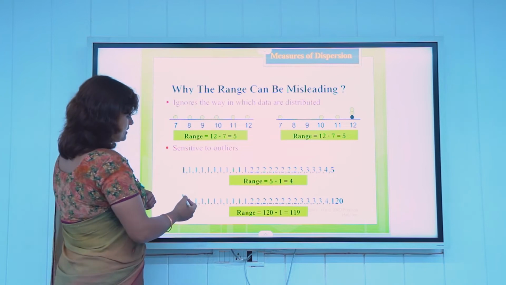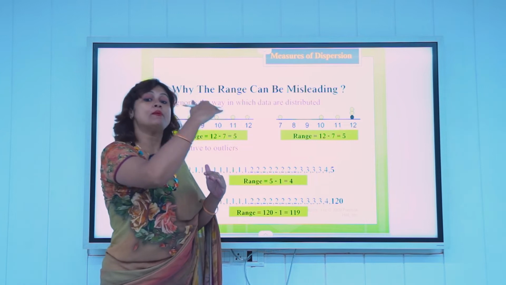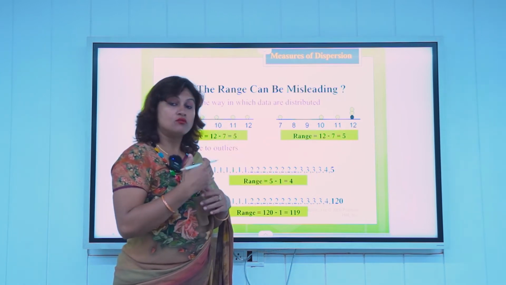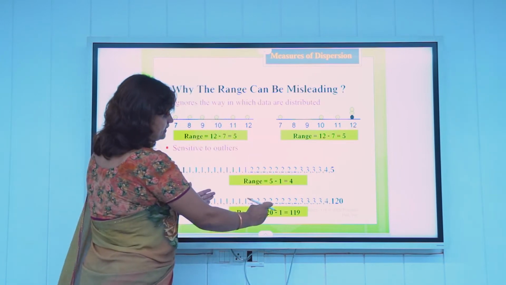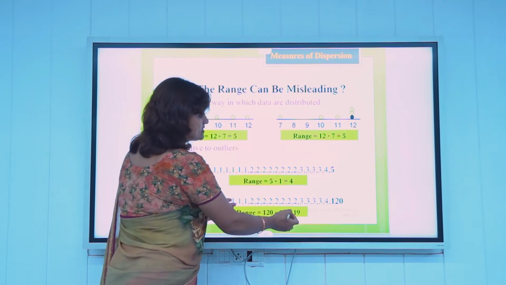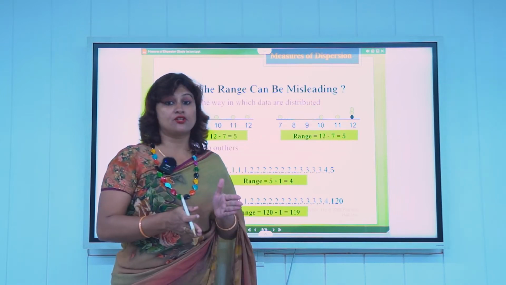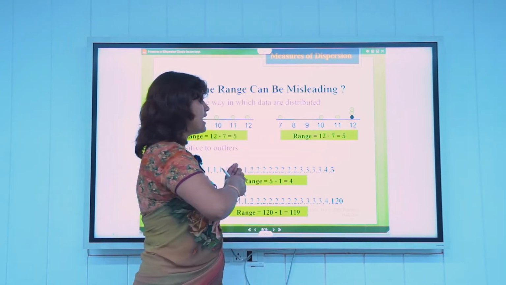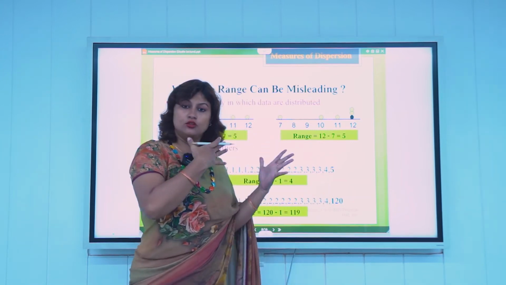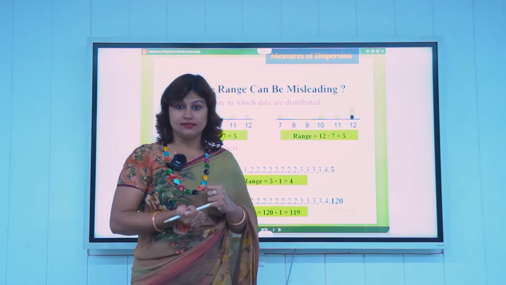In another case, if I take 1, 2, 3, 4 and all of a sudden I jump to the largest number equal to 120, what would be the range? That is again the largest value minus the smallest value. This time it is 119, not keeping in consideration that it has taken a wide jump from 4 to 120. So due to these reasons, the range can be misleading.